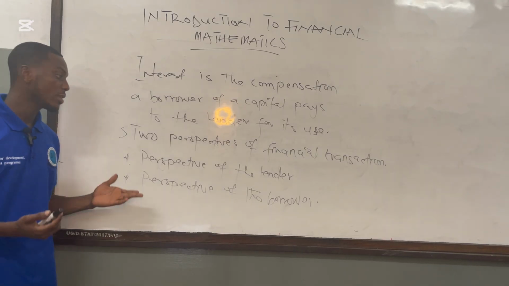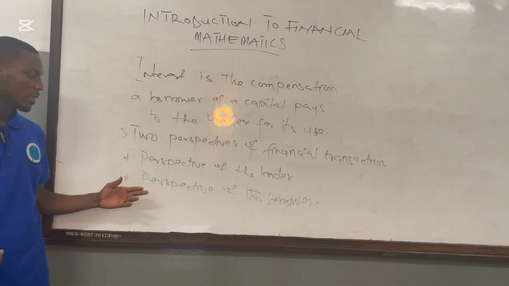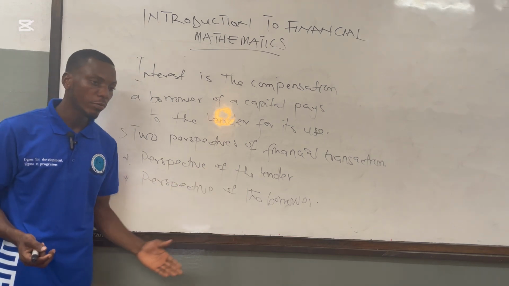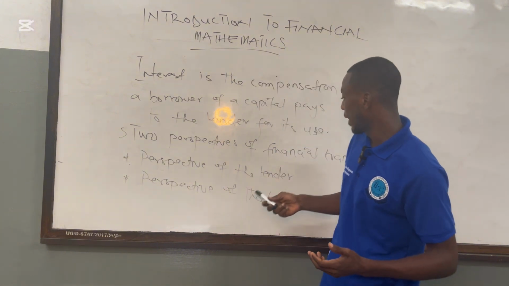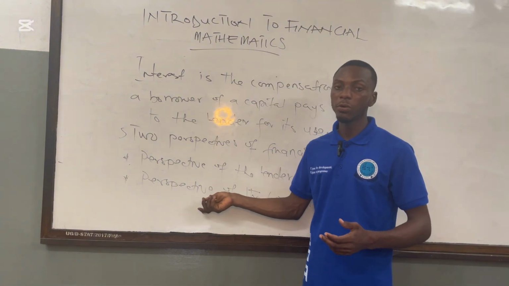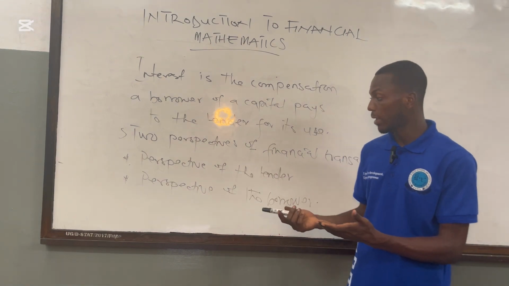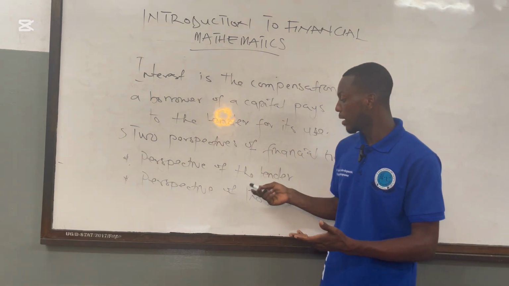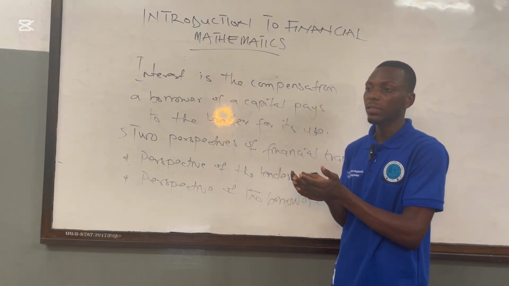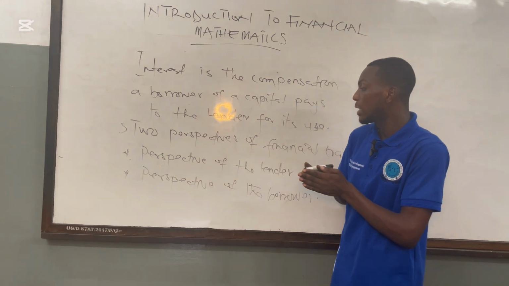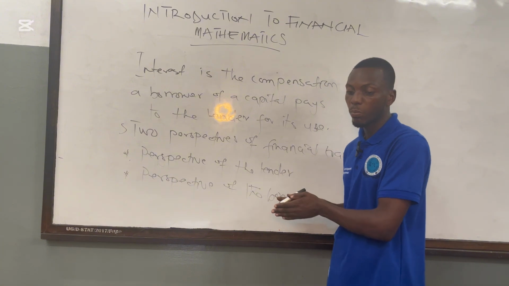Either you are looking at that transaction from the perspective of the lender, or you are looking at the transaction from the perspective of the borrower. Suppose you deposit into a bank, you now become the lender, and then the bank becomes the borrower. But on the other hand, if you go in for a loan from the bank, the bank becomes the lender and you become what? The borrower. So if I'm approaching this type of financial transaction, I can look at it standing in the position of the lender, or I can look at it standing in the position of the borrower.